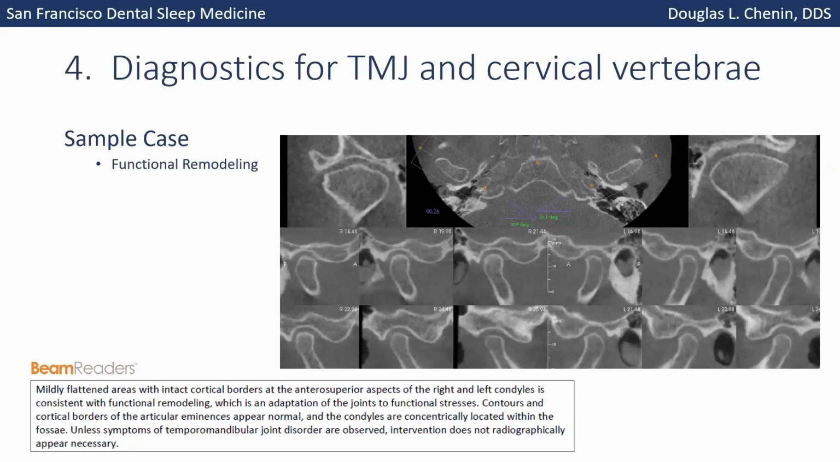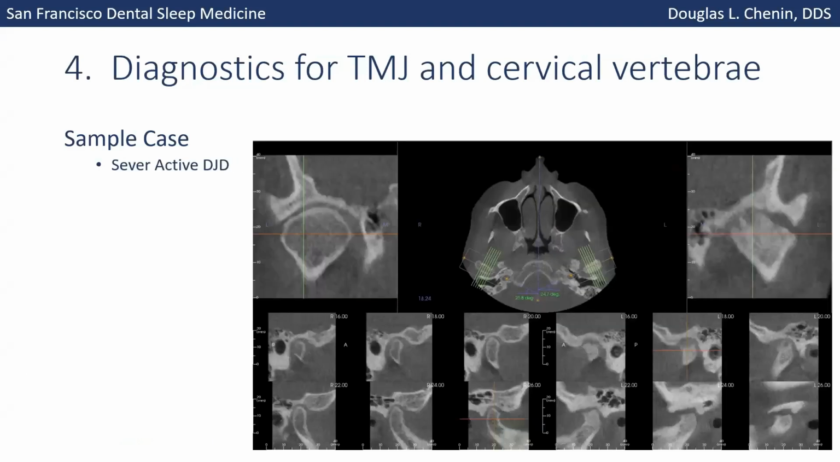If you send in a case for a radiology report, you might just see something very simple like some functional remodeling. On our left, you'll see a little bit of flattening of the condyle on that left side. Nice cortical boundary, but just evidence that there's been some wear. Or you can jump all the way to a case like this where there's actually some active DJD going on. These are the more scary ones, and they present more often than you would think. A patient with a really compressed condylar position.